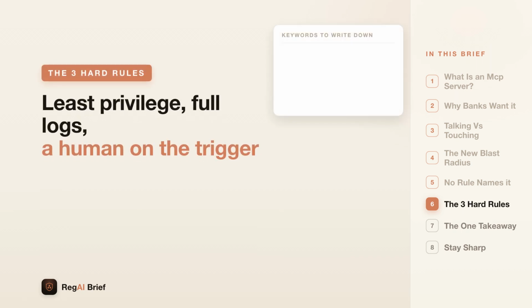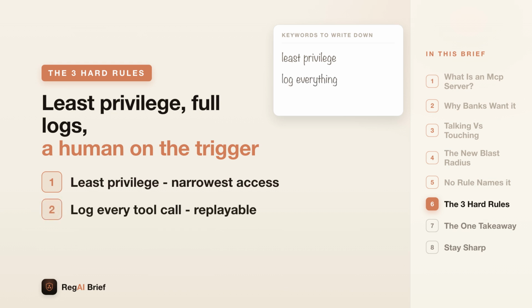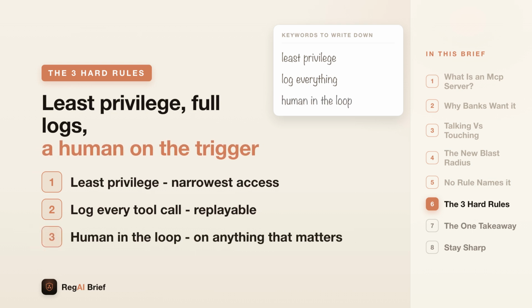So if a bank is going to let an AI agent off the leash, 3 rules are non-negotiable. 1. Least privilege. The agent gets the narrowest access that still does the job. 2. Log everything. Every tool call captured, so you can replay and prove what happened. 3. A human in the loop on anything that moves money or affects a customer. The machine proposes, a person disposes. None of this is exotic. It is the same discipline a bank already applies to any powerful system, pointed at a new kind of user, one that acts in milliseconds and never gets tired.